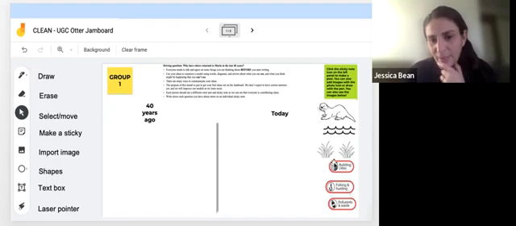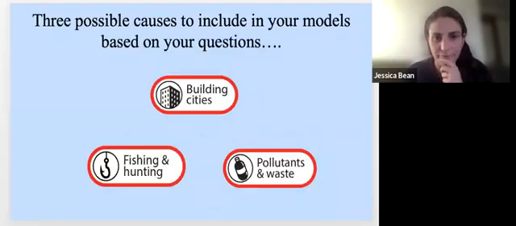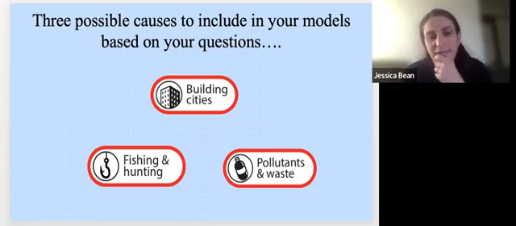So ideas about human impacts, right? Like fish, someone mentioned hunting specifically. So how has hunting maybe changed, or how has pollution changed, or how has urbanization and building cities, where people live and how we interact with the environment changed? How does that affect it? So you can move these icons around and position them and use them in the model that you're making with your group. So these are again the 3 possible causes of change that you had mentioned that we will include.